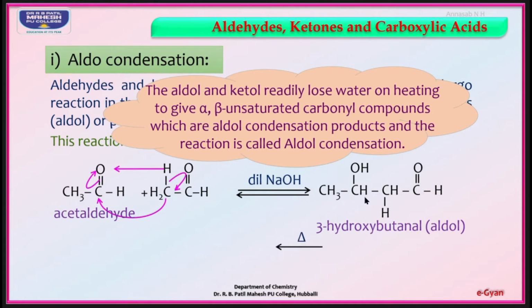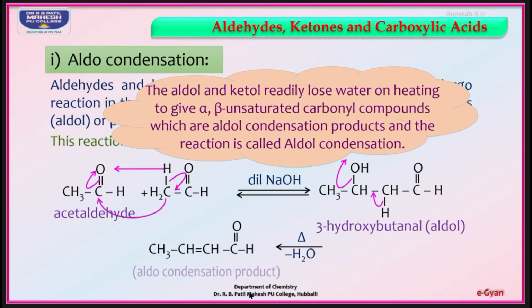So let us see the process. After heating, the hydrogen atom donates its pair of electrons to the carbon-carbon bond. In turn, the OH group comes out as OH minus. OH minus and H plus form a water molecule which is liberated, and the final product, the alpha beta unsaturated carbonyl compound, is formed, which is known as the aldol condensation product.